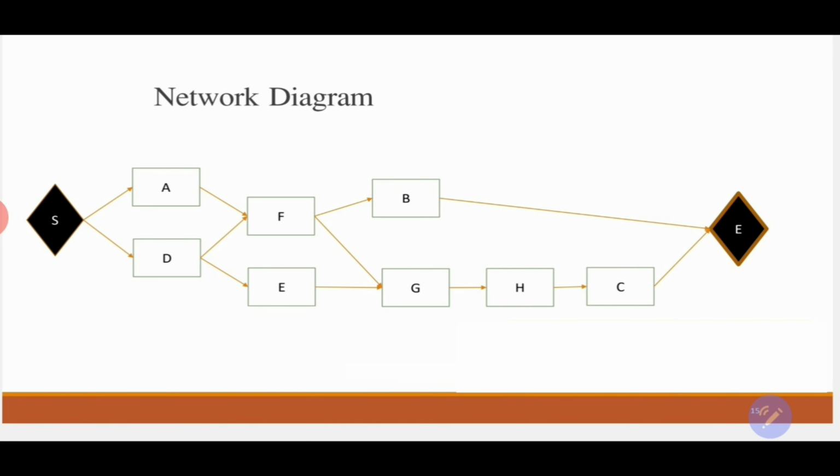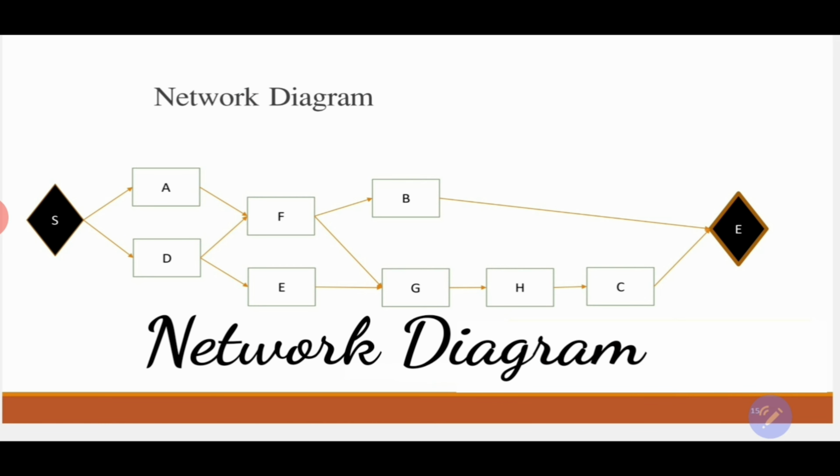After completing all the activities, this is how my network diagram looks. It is a visual representation of the activity sequence in my project. It will tell me which activities have dependencies and which activities don't have dependencies.